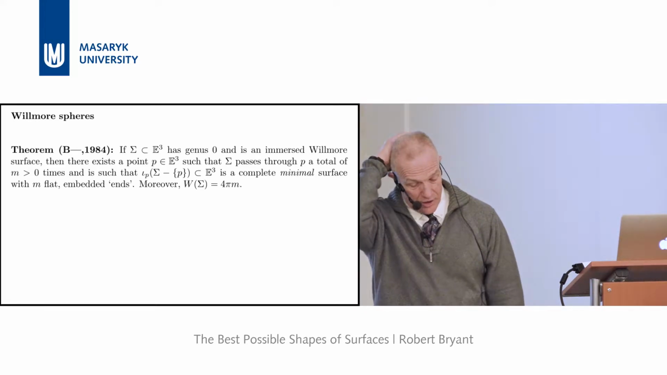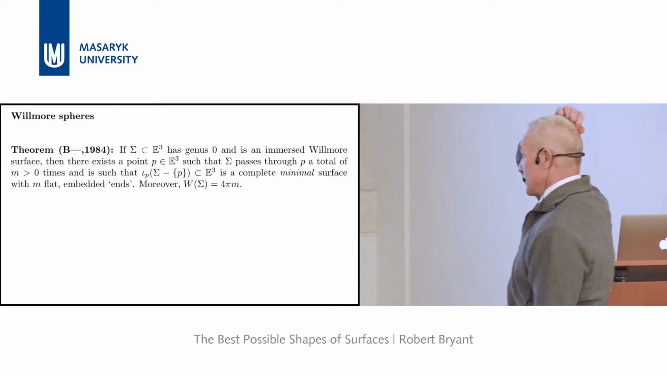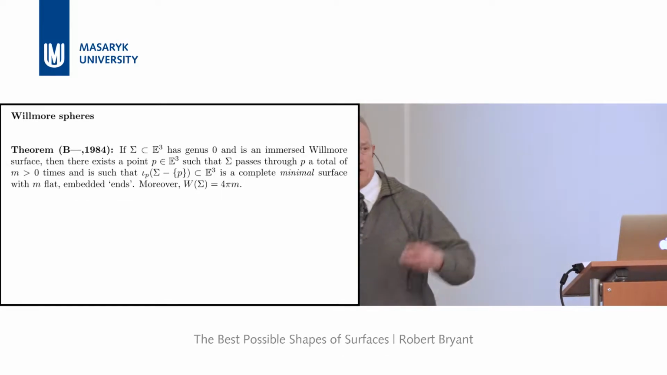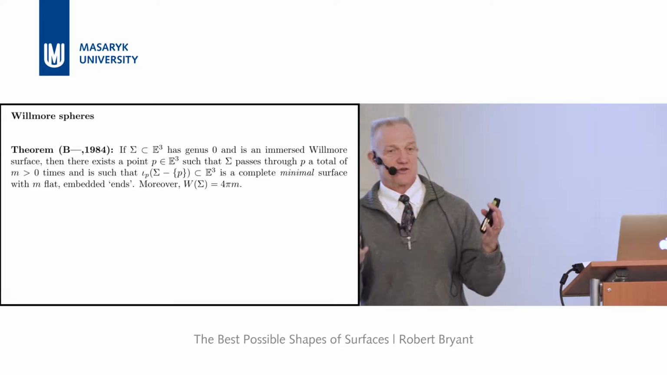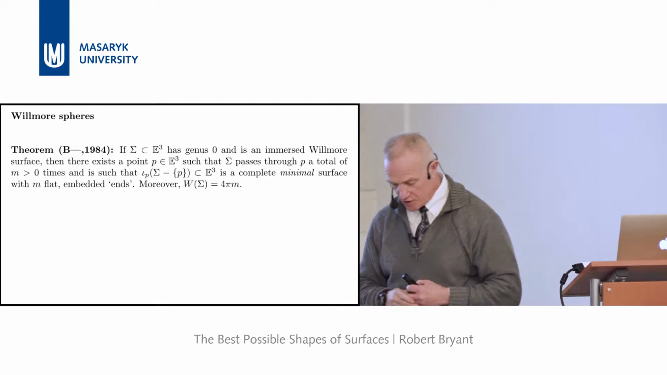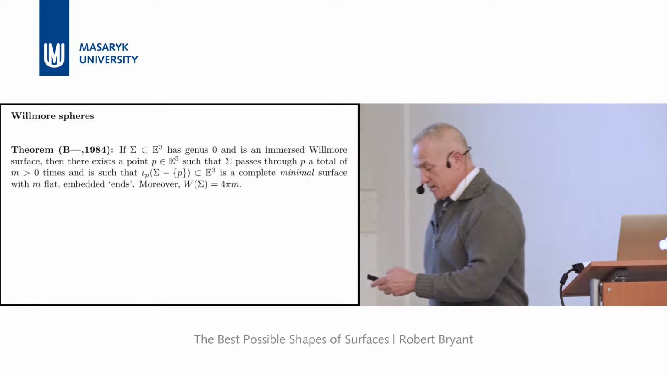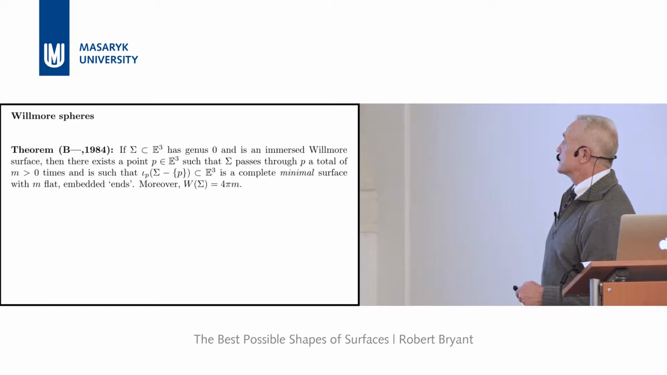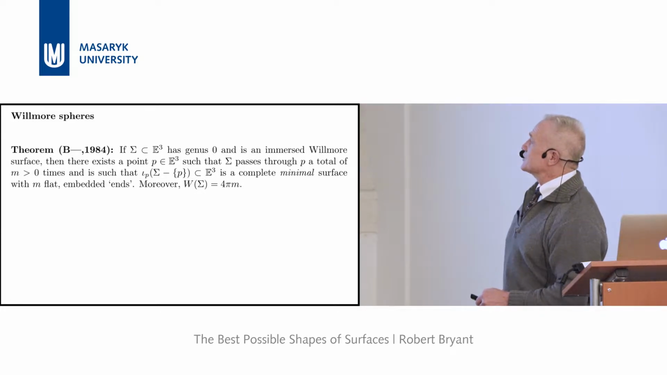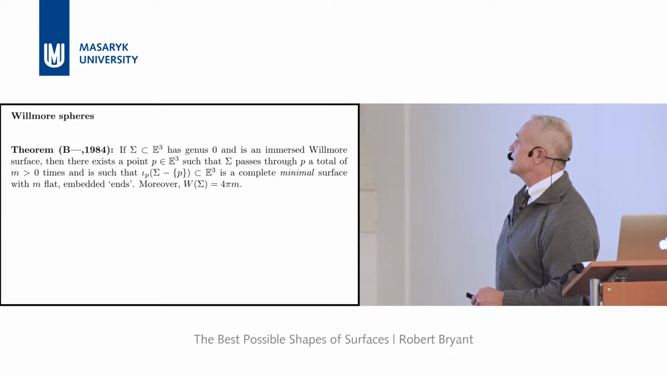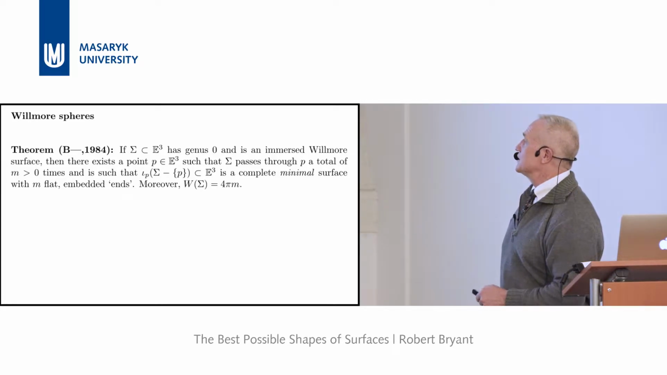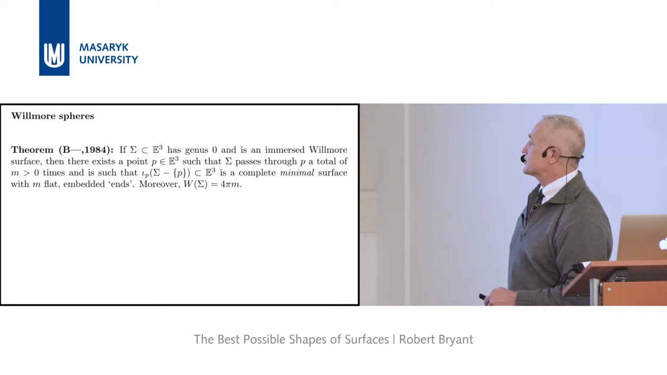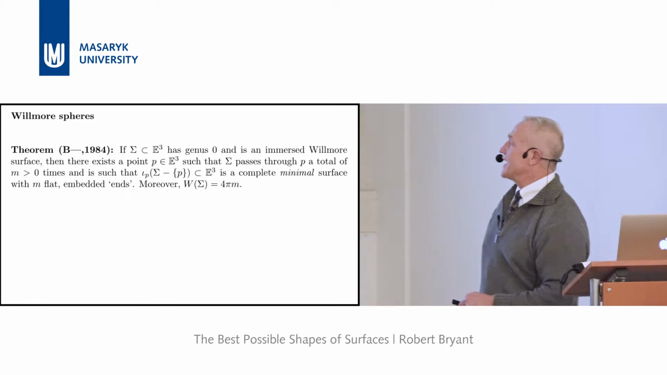In 1984, I studied the problem of what the Willmore spheres are, that is, critical points for the Willmore functional that are topologically a sphere. I showed that if you take a surface of genus 0, that is a sphere, and it's an immersed Willmore surface, then there is a point P somewhere in 3-space so that sigma passes through P a total of some number of times bigger than 0, and such that when you take that point out and invert, the result is a complete minimal surface with flat embedded ends.